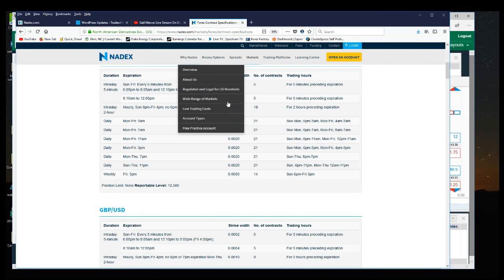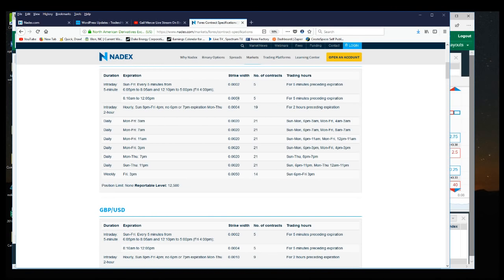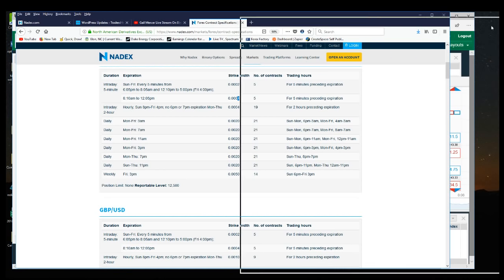And typically it will move 2 pips. It's going to have some volatility in it for it to move the 4 pips.